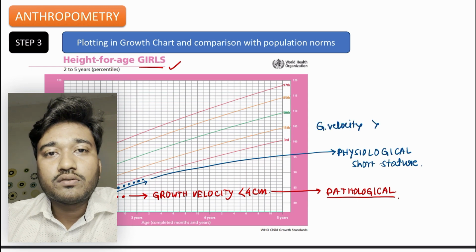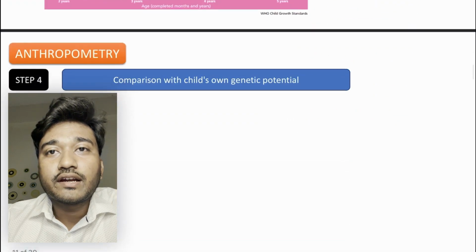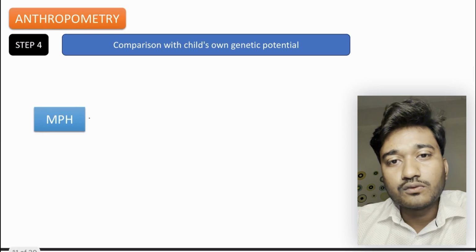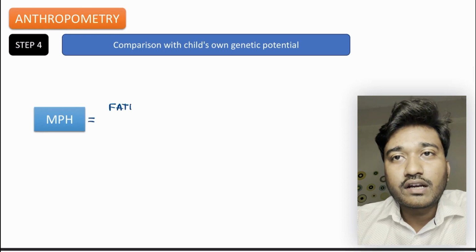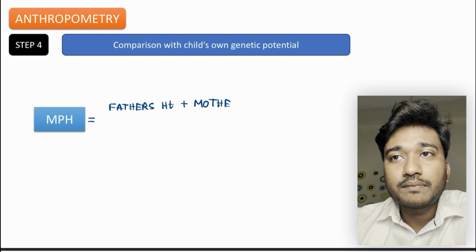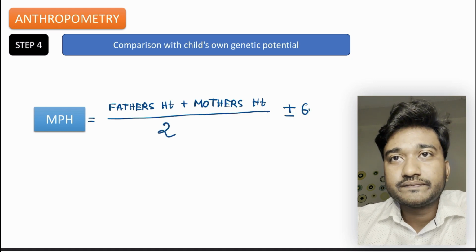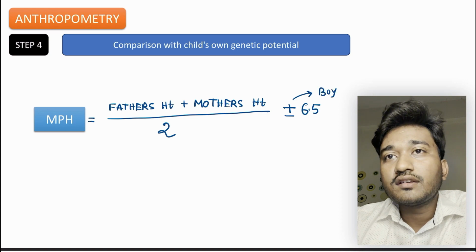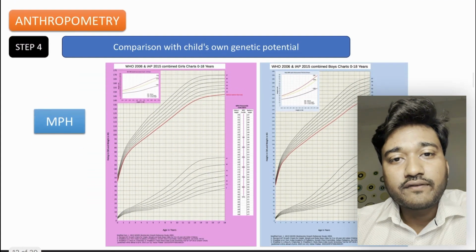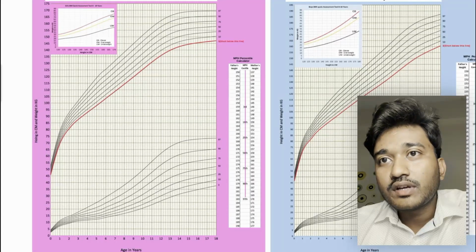After you have this growth velocity concept, now in step 4 we should know the mean parental height. MPH means mean parental height, that is father's height plus mother's height divided by 2. The target height should be mean parental height plus 6.5 for boys, minus 6.5 for girls. Now we have to plot it in the IAP chart. Look, up to 5 years we must use the WHO chart. From 5 to 18 years, we have the IAP chart. So we have to follow the IAP growth chart.